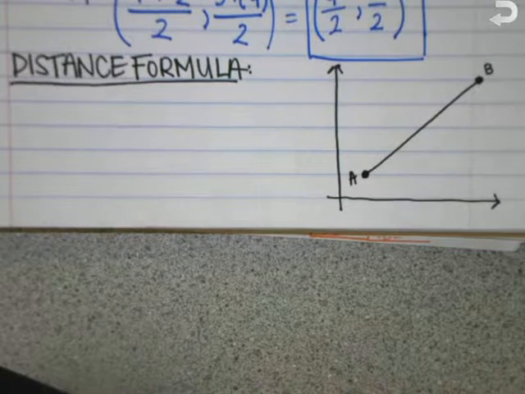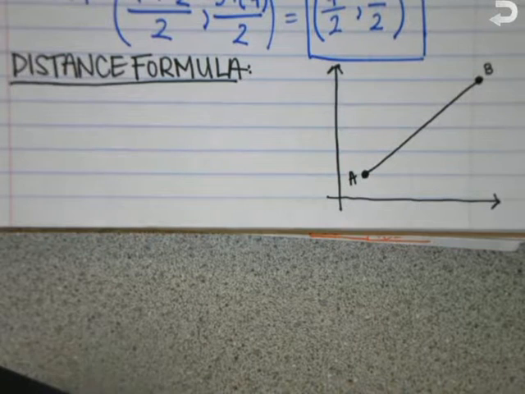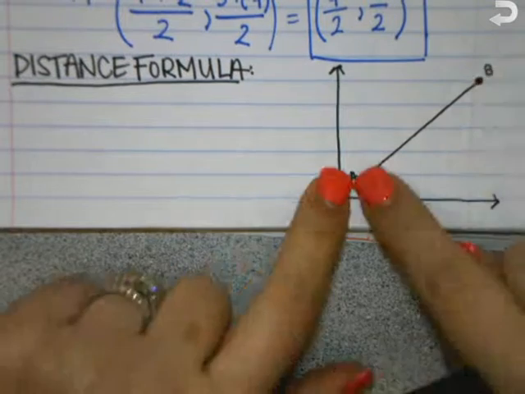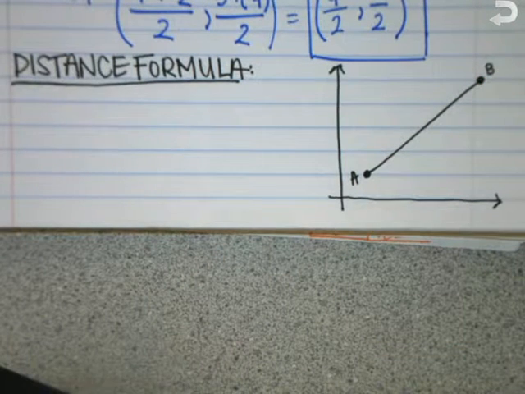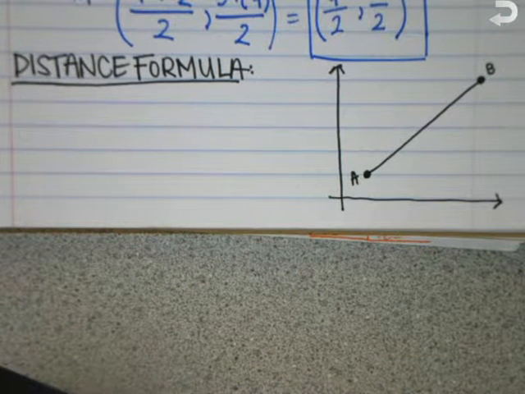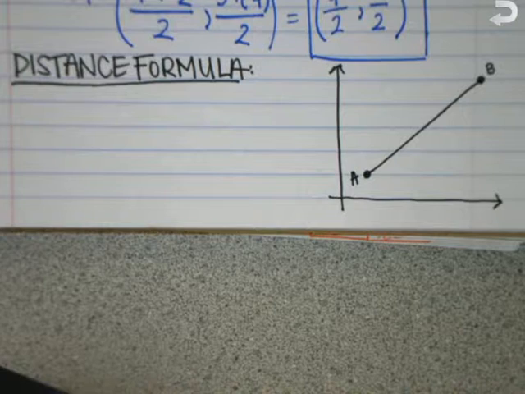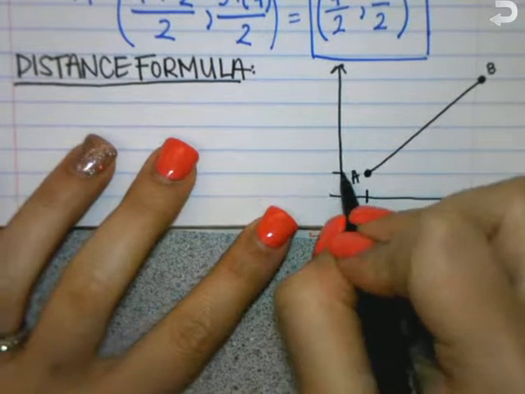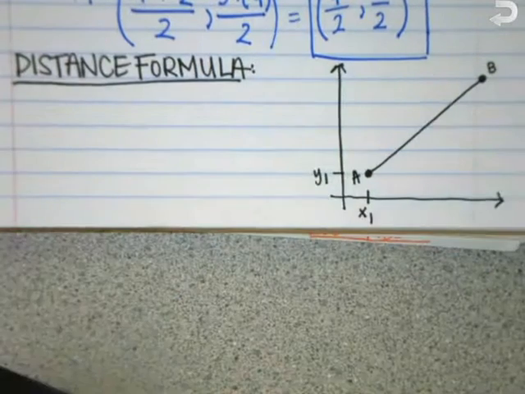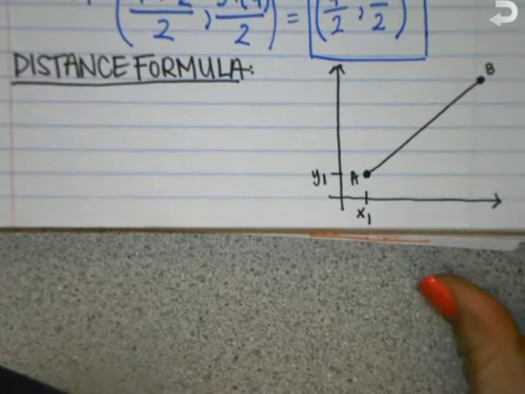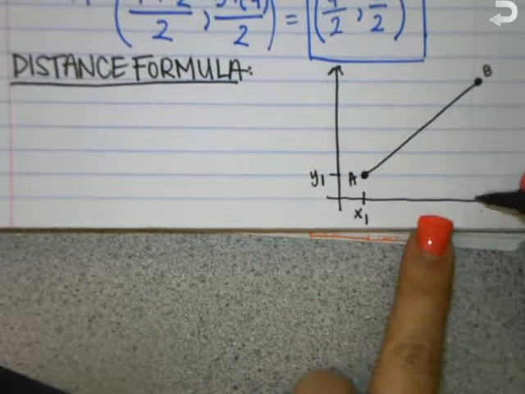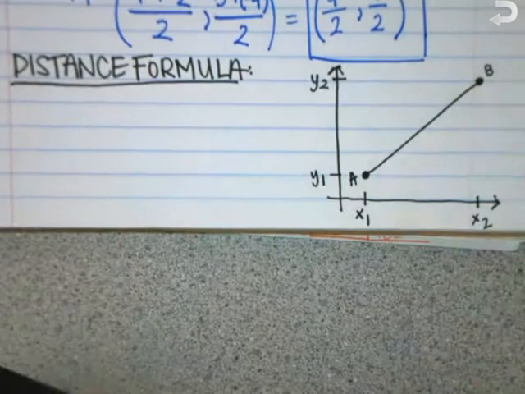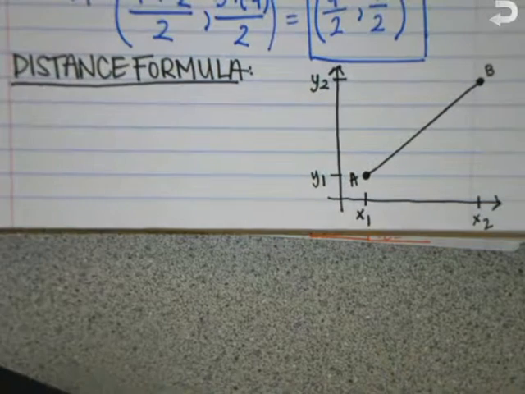All right, so now we're going to do the distance formula. I want to know the distance between points A and B. We can label the coordinates of A as x1, y1. Is everybody comfortable with that? Okay. What could we name the coordinates of B? x2, y2. So let's do that, and then let's talk about what we notice here.